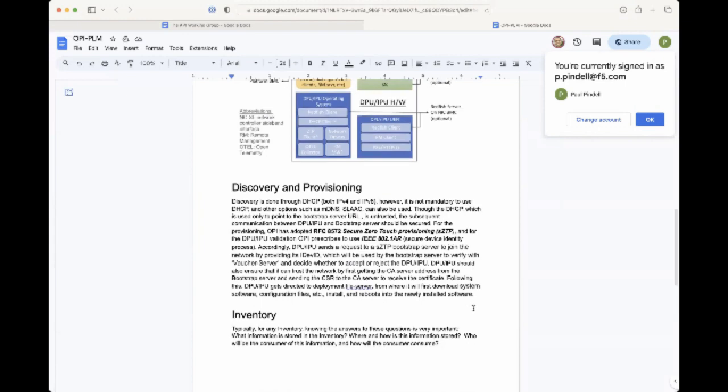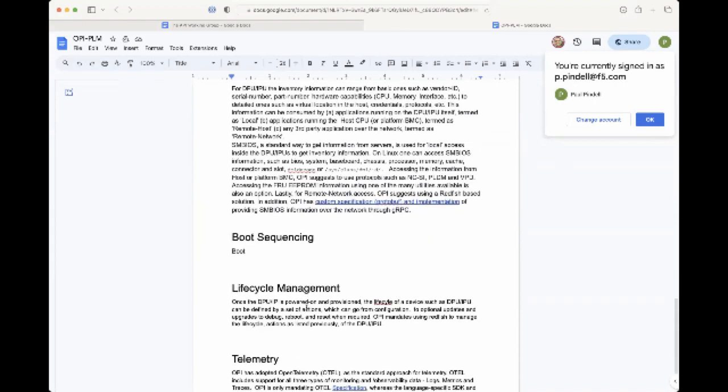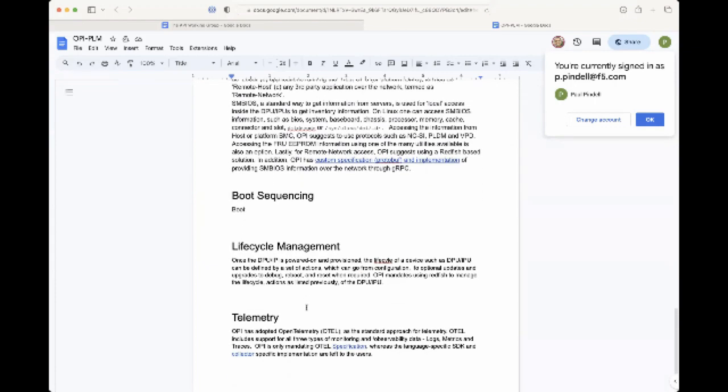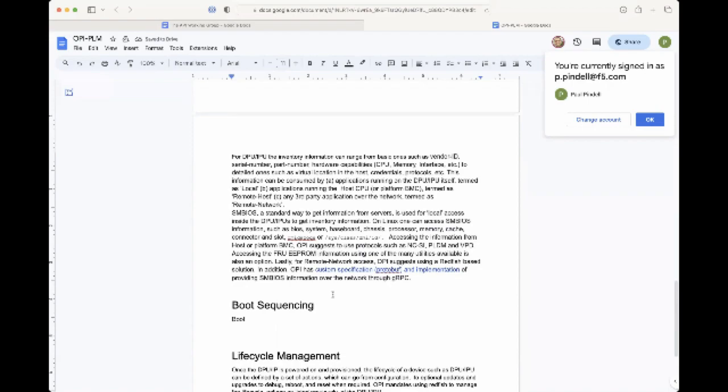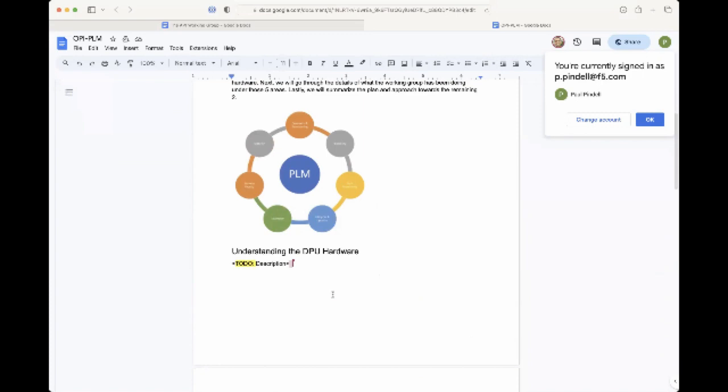One is discovery and provisioning, the inventory, the lifecycle management, the telemetry, and another. Yeah, boot sequencing is one which I'm about to start writing. The other things, I'm planning to finish by tomorrow or the day after tomorrow, by the end of this week. So I was thinking, instead of reviewing section by section, Paul, maybe I will complete the whole thing. Then we can review it, and people can share their feedback once and for all. Then we can modify it and finalize it.